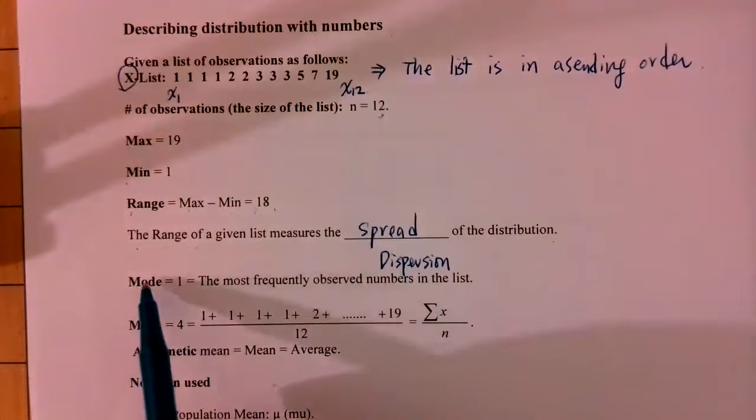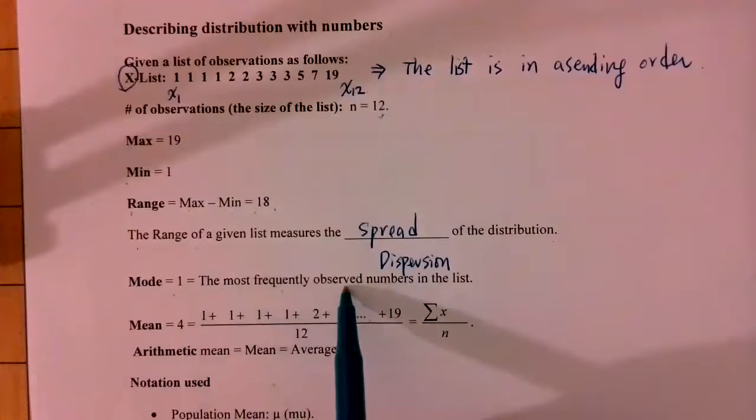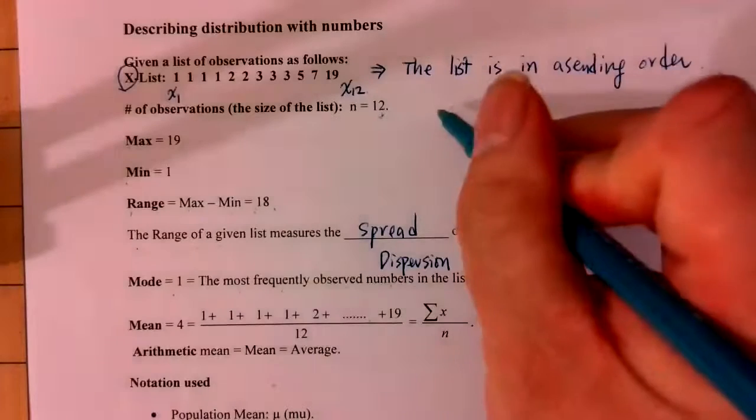Now, next one, mode. What's mode? The most frequently observed number in the given list, okay? Let me put a top right.